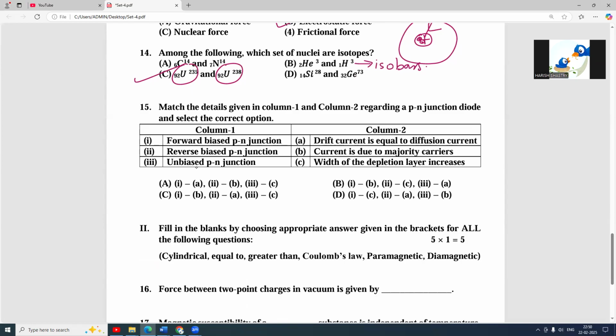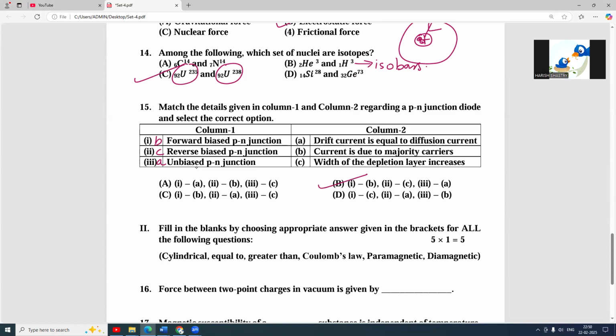Forward biased PN junction: current is due to majority carriers. Yes, during forward bias, current is mainly due to majority carriers. During reverse bias, it is minority carriers. B: reverse bias PN junction, width of the depletion region increases. During forward bias, width of the depletion region decreases. C: unbiased PN junction, drift current is equal to diffusion current, because when they balance, the net current flow stops in the junction. So BCA, it is B.